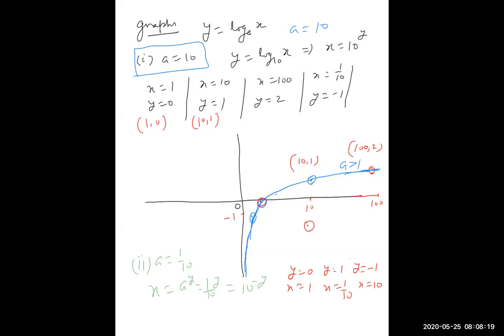See here. X equal to 100, y is equal to minus 2, like this. This point is 1 upon 10, 1. So for 1 upon 10, it was minus 1. See, this point is 1 upon 10, minus 1, and this point is 1 upon 10, 1. So 1 upon 10 is here. This graph will be something like this.